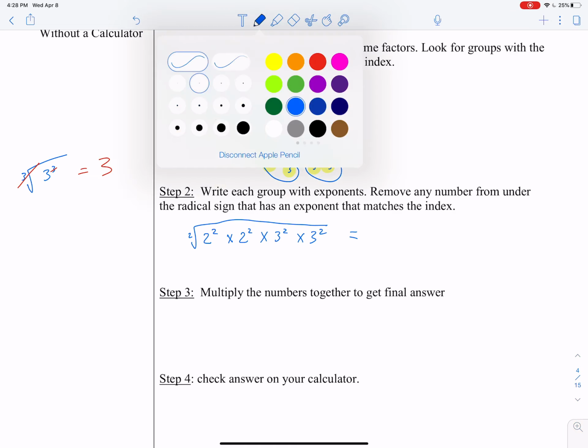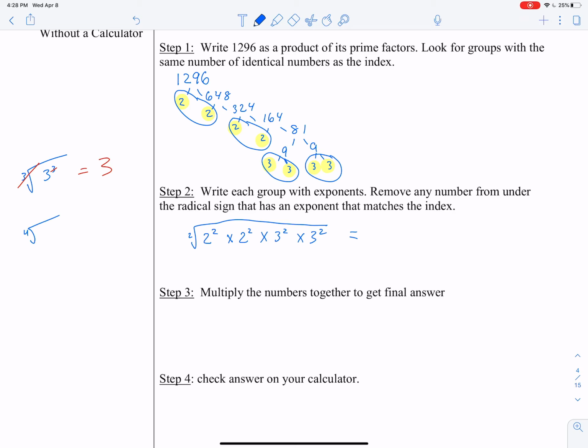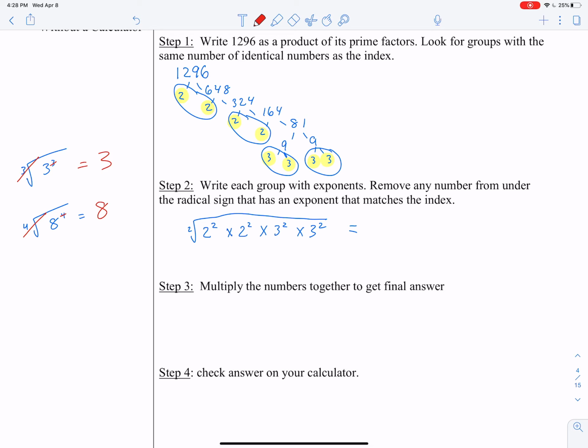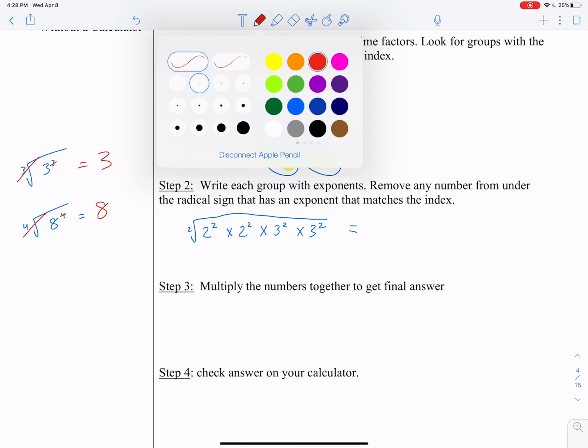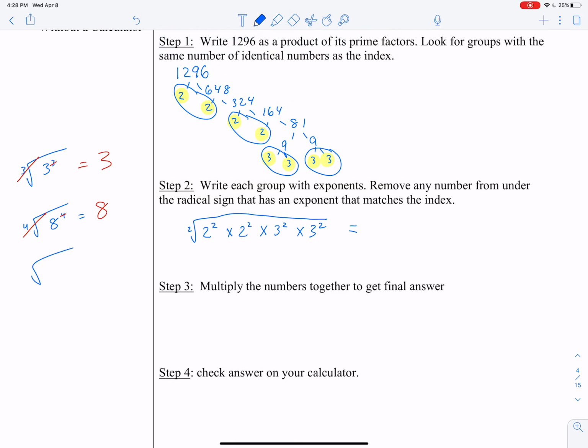If I had 4 to the, oh, this doesn't have to be a 4. Let's say this is 8 to the 4, like that. So again, this whole root and this would cancel and I'd be left with just 8. And then if I have nothing written in the index, so let's say I had 8 to the 2, the index and this would cancel and I'd be left with just 8 again.